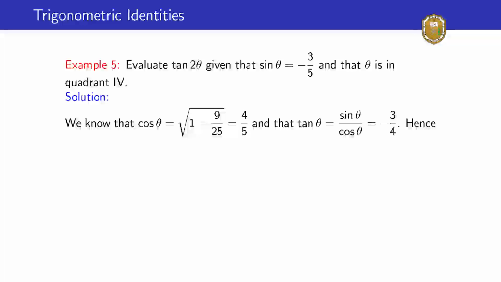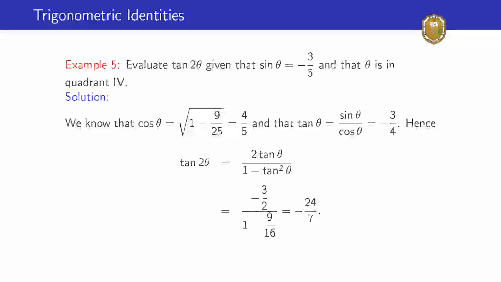And we know that tan theta is sine theta over cos theta, and that will give you minus 3 over 4. And therefore tan 2 theta is equal to 2 tan theta over 1 minus tan square theta using the double angle formula for tan. And this will be minus 3 over 2 divided by 1 minus 9 over 16, and that will give you minus 24 over 7. So tan 2 theta is minus 24 over 7.